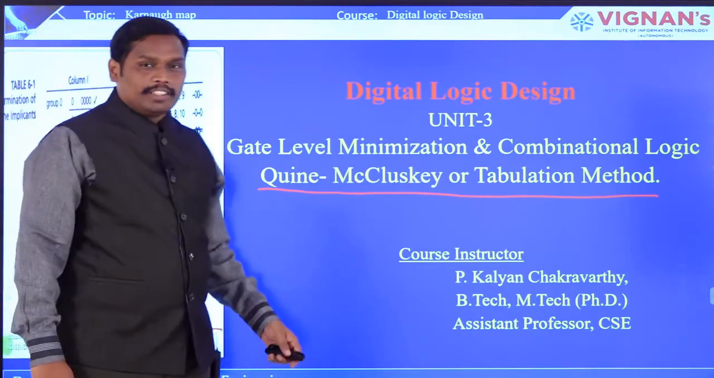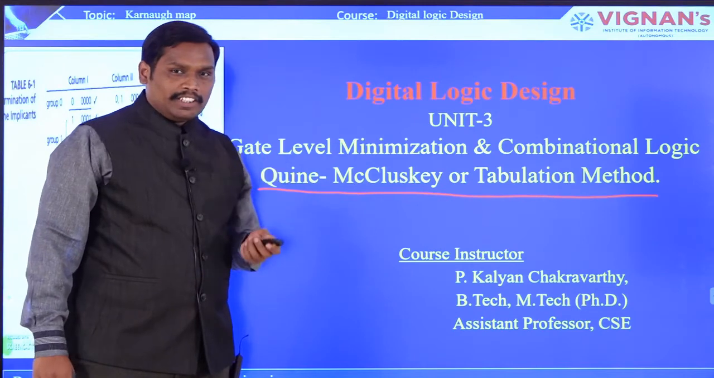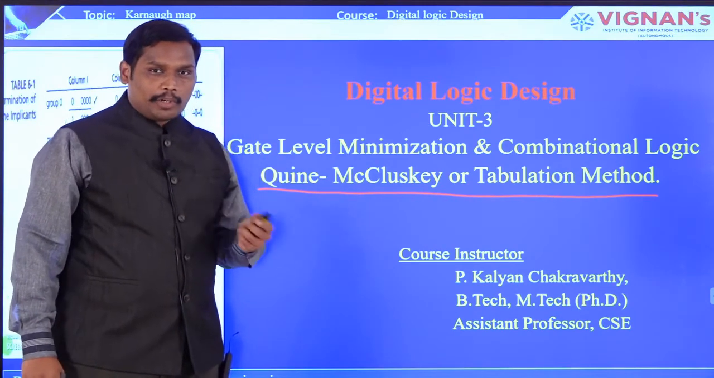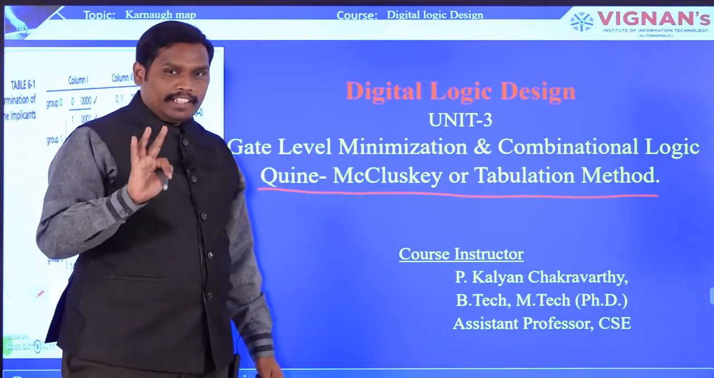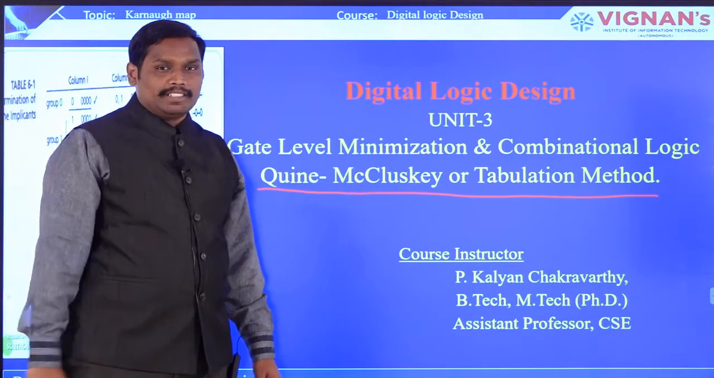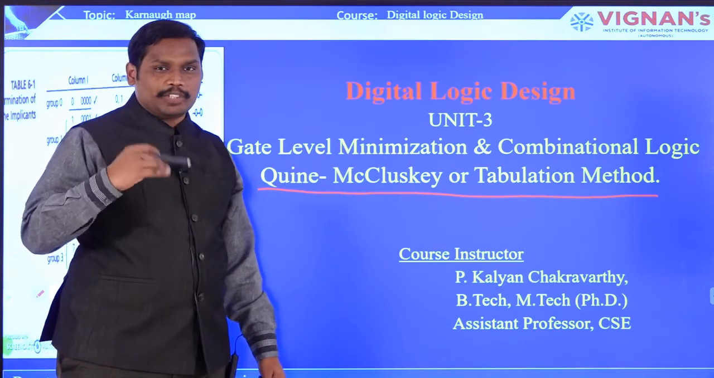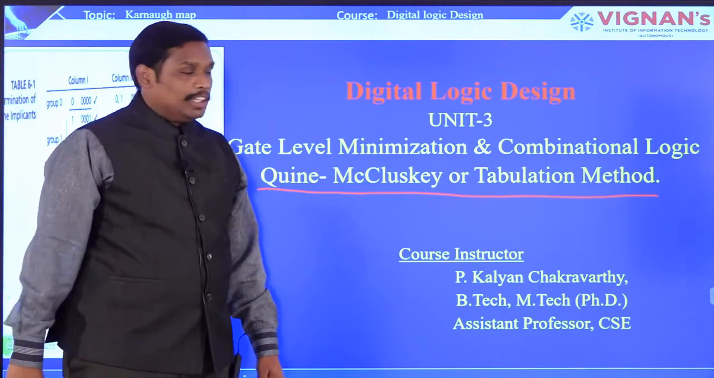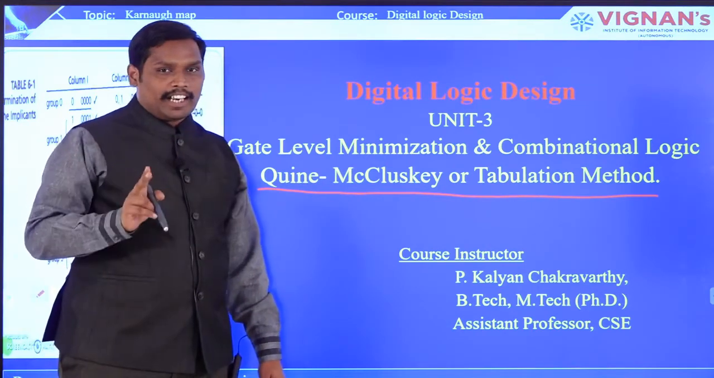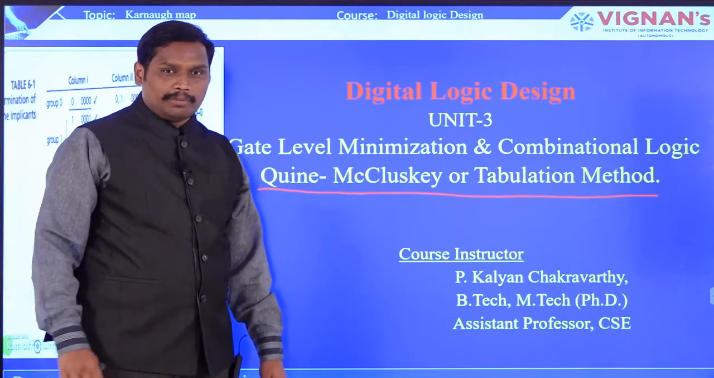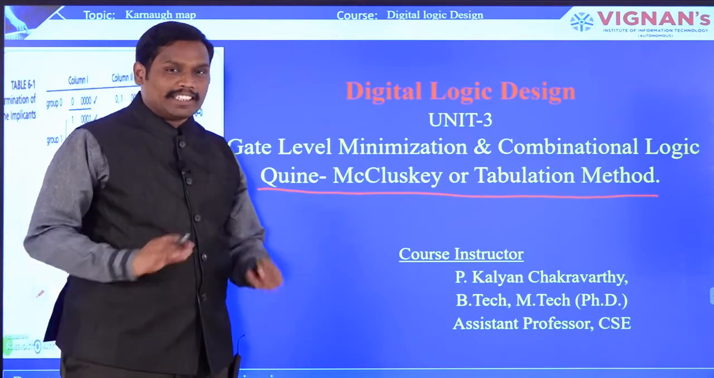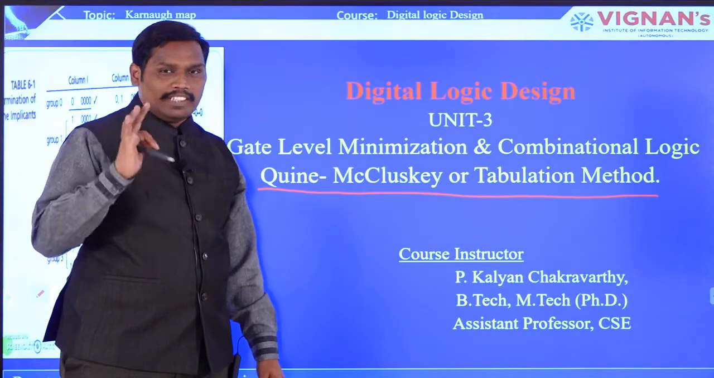Before going to this, I'm again repeating it. If an expression is given to you, whether it is in sum of product or product of sum, you're going to apply three techniques to minimize it. That is what we call gate level minimization. So the number of gates that are used, AND gates and OR gates, will be reduced. The second method is Karnaugh map, the third method is Quine-McCluskey tabulation method, and the first one is Boolean algebra. So any expression can be minimized with these three techniques.